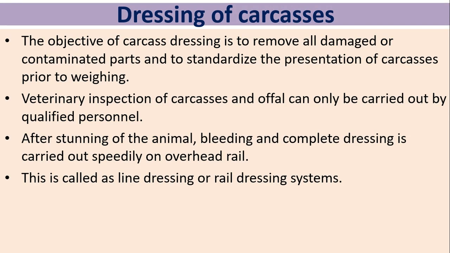Dressing of carcasses. The objective of carcass dressing is to remove all damaged or contaminated parts and to standardize the presentation of carcasses prior to weighing. Veterinary inspection of carcasses and offal can only be carried out by qualified personnel. After stunning of the animal, bleeding and complete dressing is carried out speedily on an overhead rail. This is called the line dressing or rail dressing system.